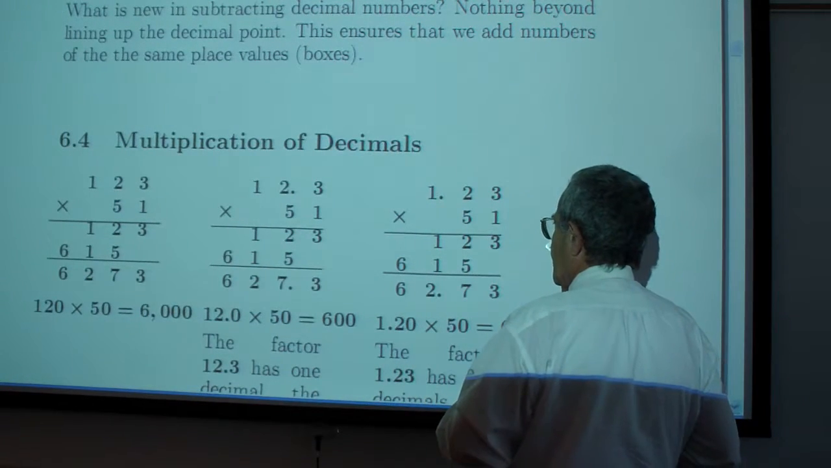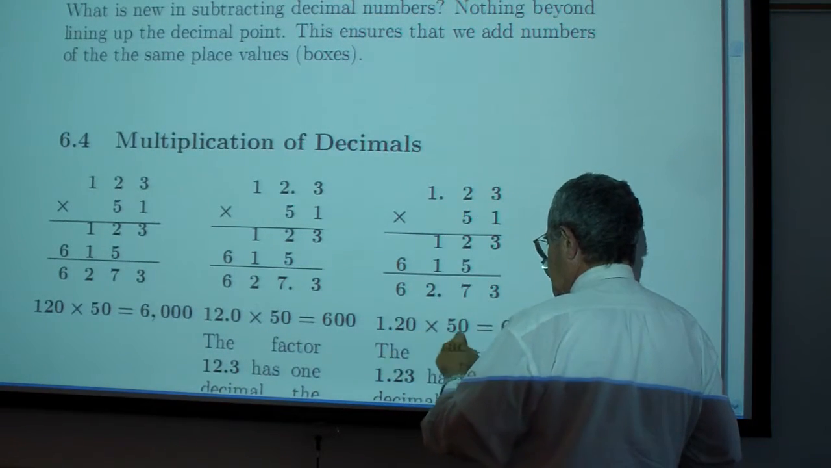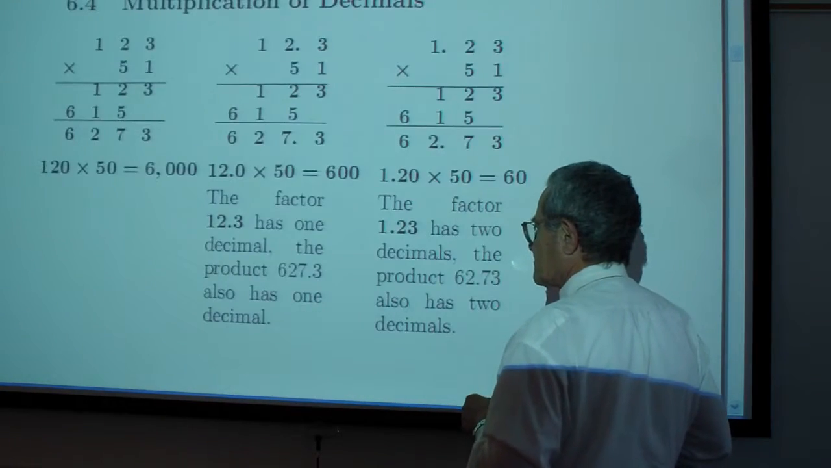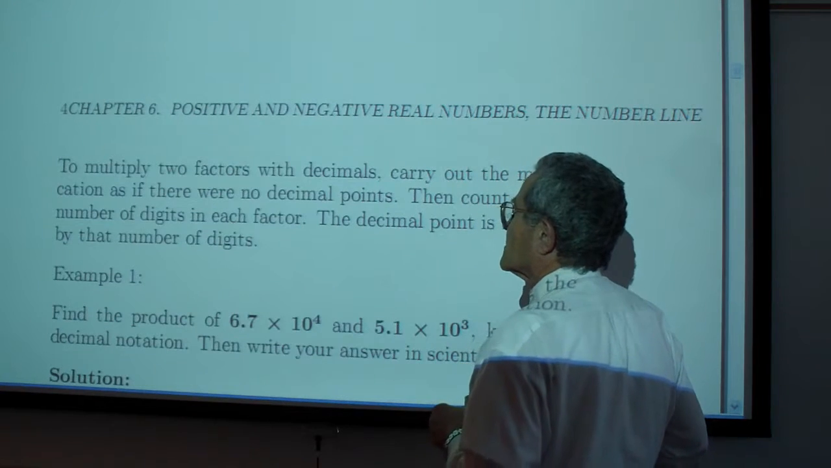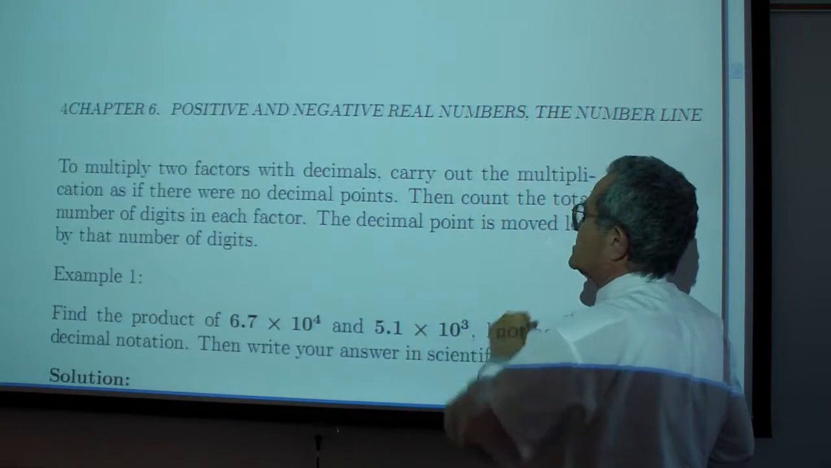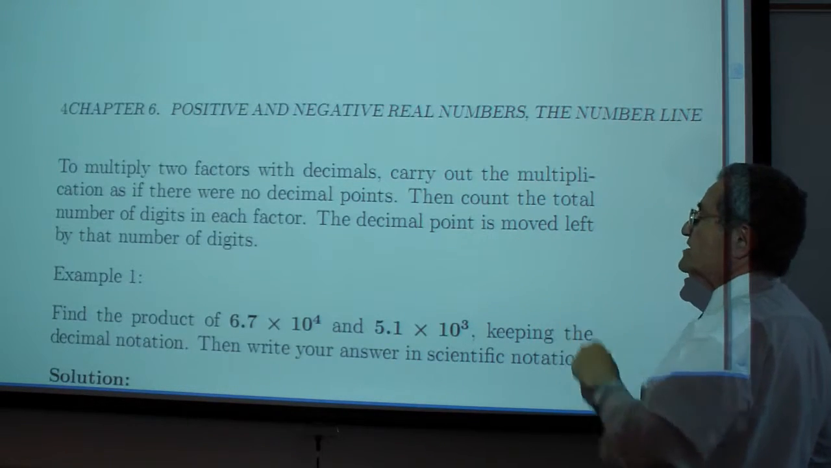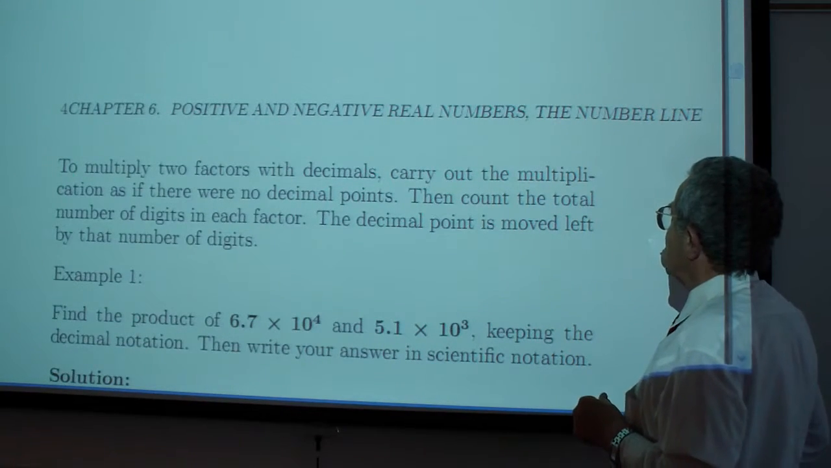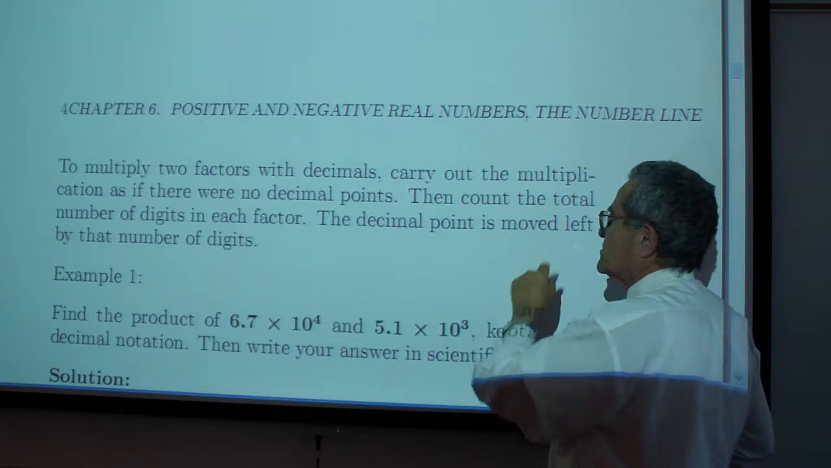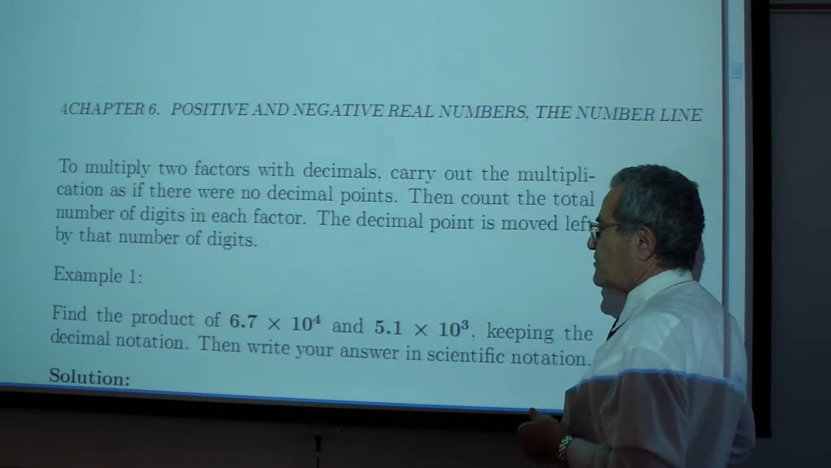1.23 times 51. 1.2 times 50 is about 60. The decimal point belongs here. To multiply two factors with decimals, carry out the multiplication as if there was no decimal point. Then count the number of digits in each factor. The decimal point is moved to the left by that number of digits.